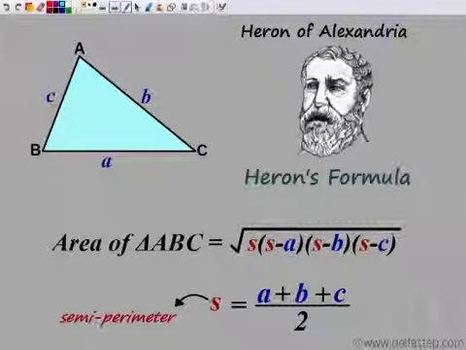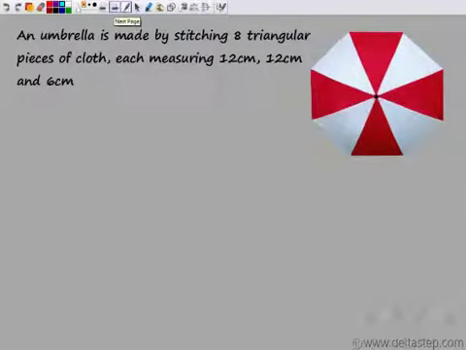Let's see now. So say that this is an umbrella that is made by stitching 8 triangular pieces. Now we know that each piece measures 12, 12 and 6. We know the measurements of one piece. Since all the pieces have the same sides, I can say they are all congruent and hence equal in area. What I need to find is the area of one piece first. So let us find the area. We know that the measurements are 12, 12 and 6.